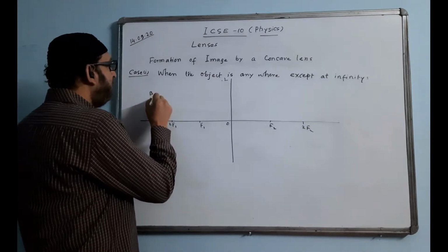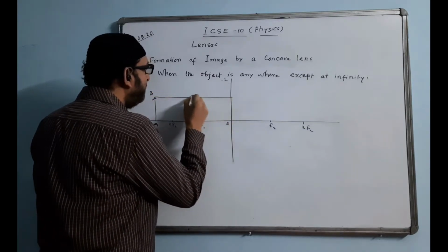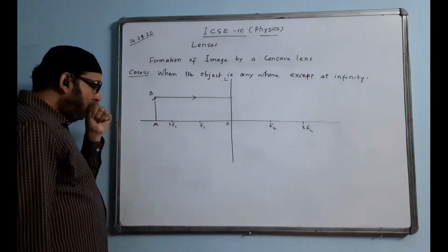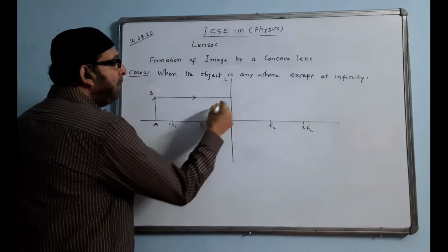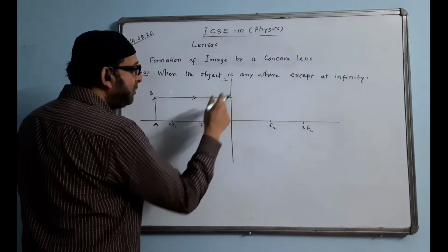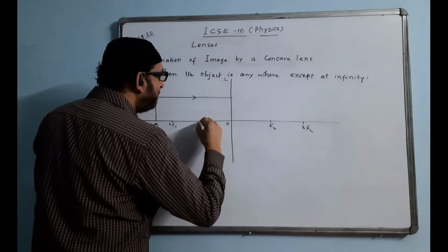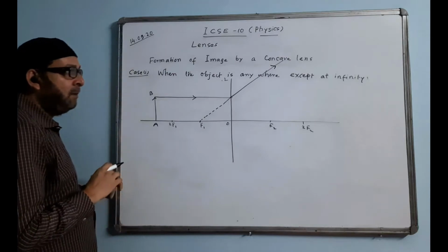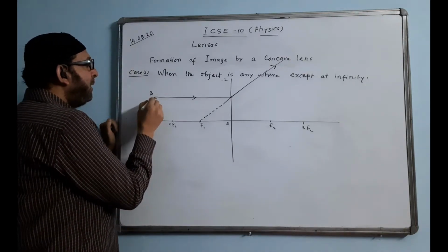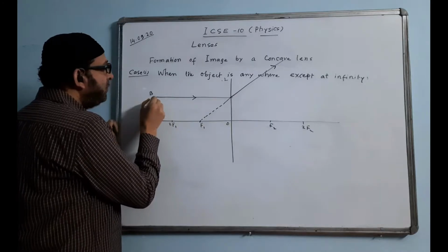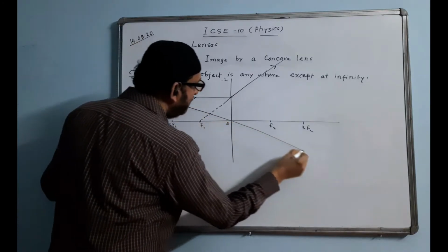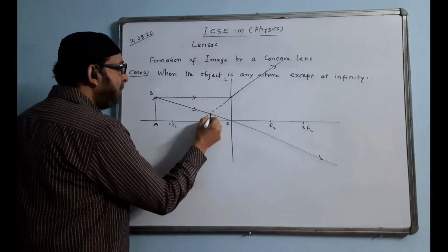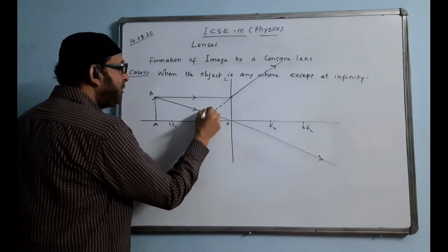First ray will come parallel like this. Height of the object, again you are taking two lines, one line and another line. This ray will diverge because the lens is concave, so it will diverge from this point like this. From this point we will draw a dotted line and it will go like this. Second ray we will take from here and pass it through O1, which will go straight like this. Here is the image. We'll mark the image as A dash B dash.